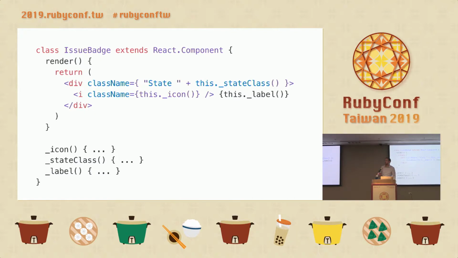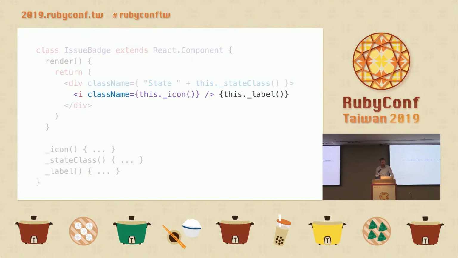Here's an example of what the issue badge might look like as a React component. Forgive me for oversimplifying. Like our template, the component renders an icon and a label wrapped in a state-specific CSS class.